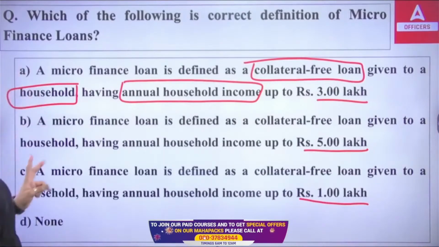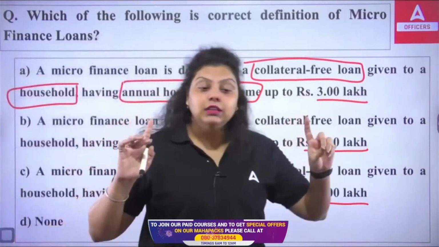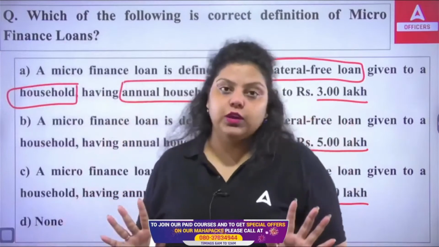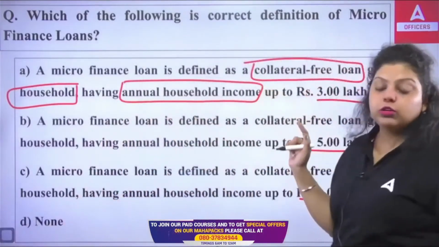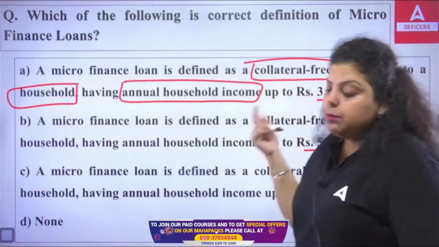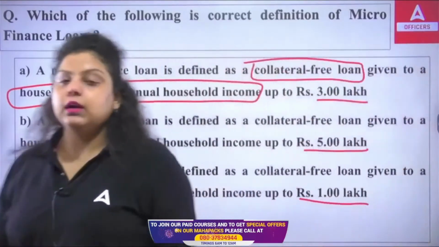So two things are covered and they are correct: that it will be provided as a collateral free loan, which means no security, no collateral is required here. And the second is also correct, it will be provided to the household. But at what annual household income will it be provided?